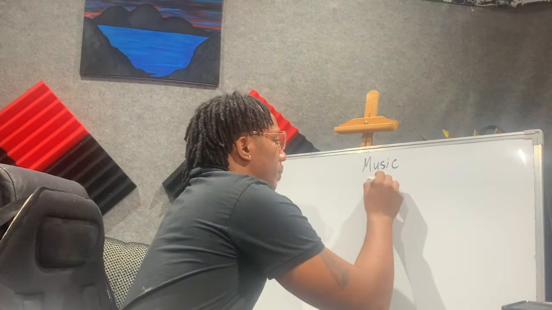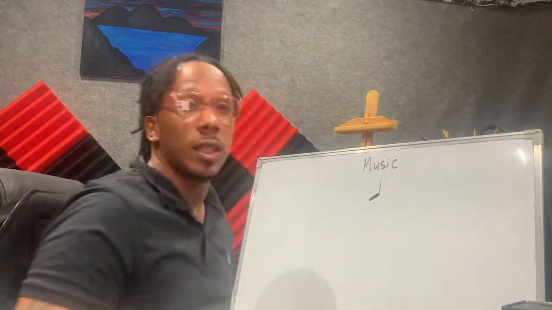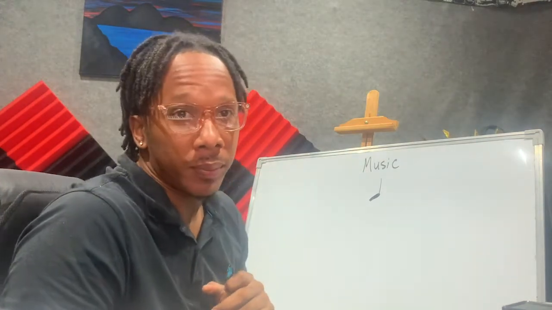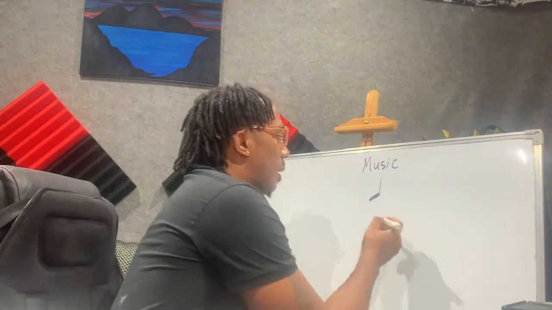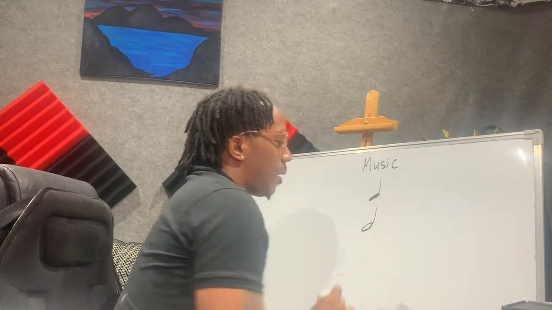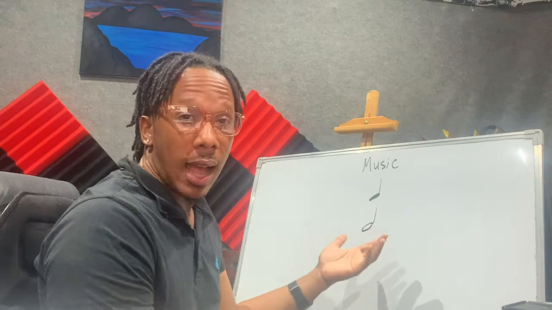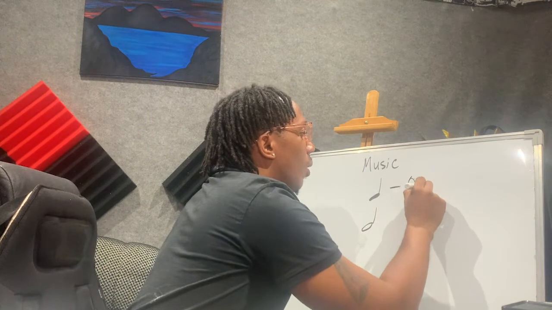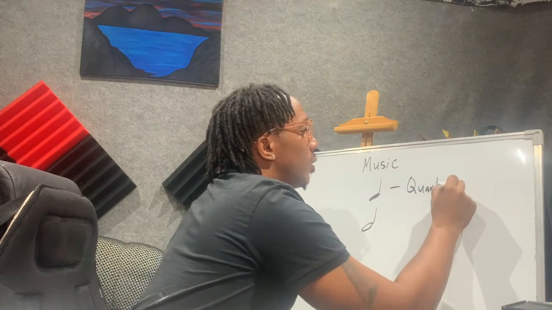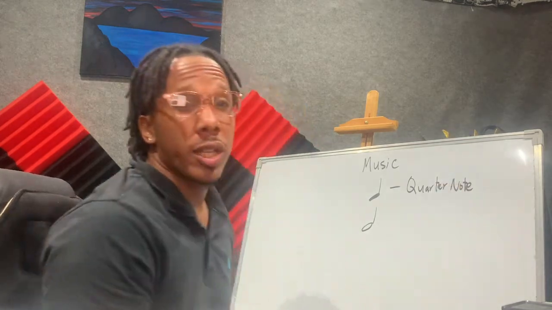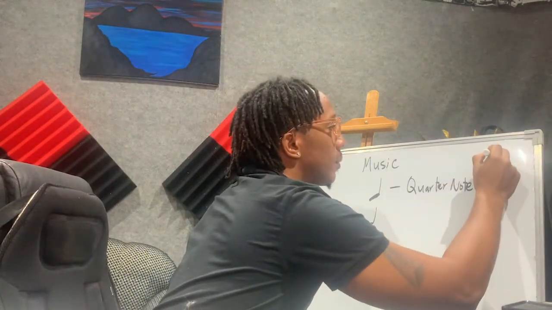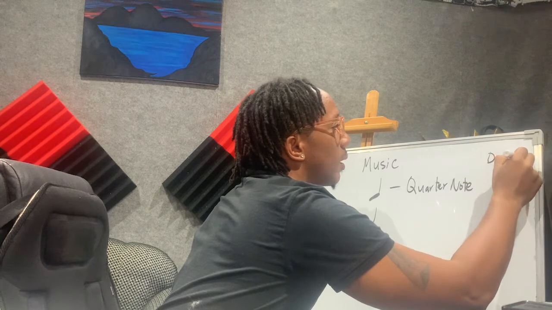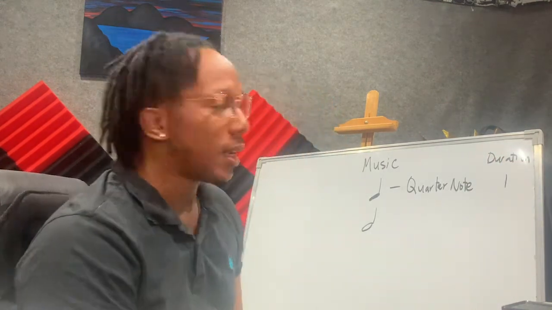Say, for example, this symbol here will represent the first note that you hear. Da, lasts for 1 beat. Da. All right? This symbol here will represent da da da, lasts for 2 beats. What do we call this one here? This one is called a quarter note. How long does a quarter note last for? Lasts for 1 beat.